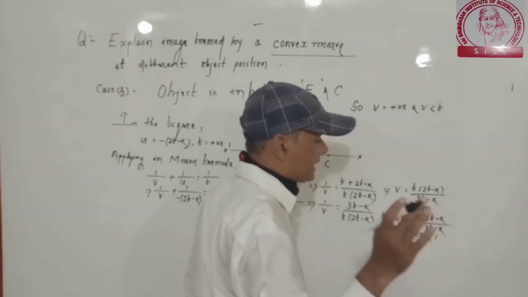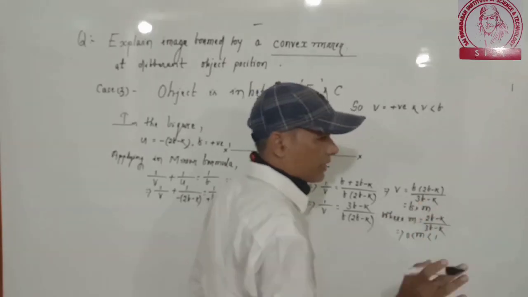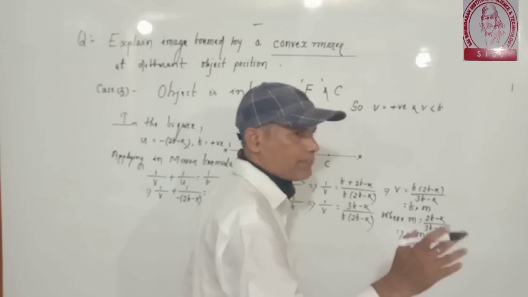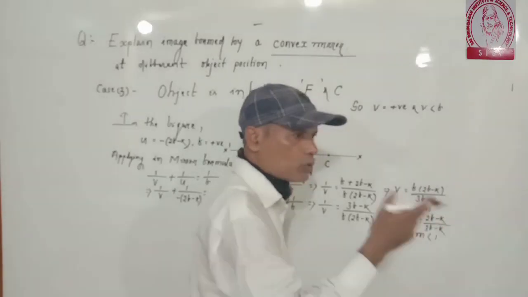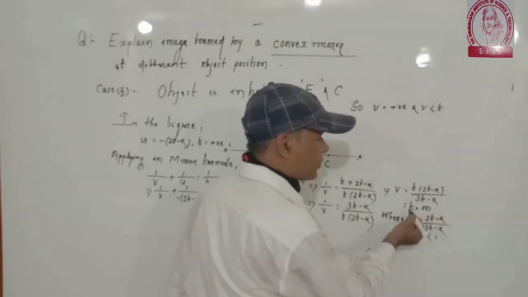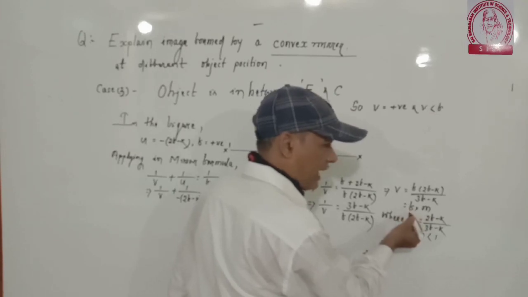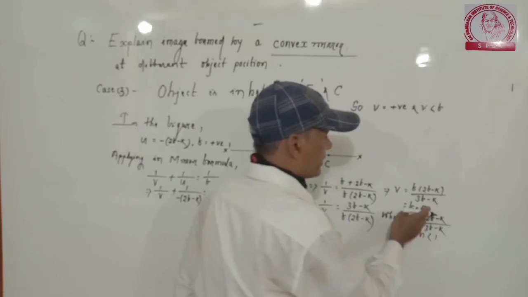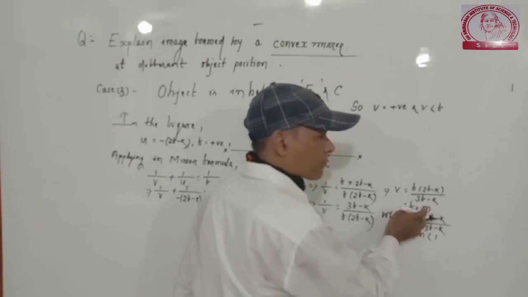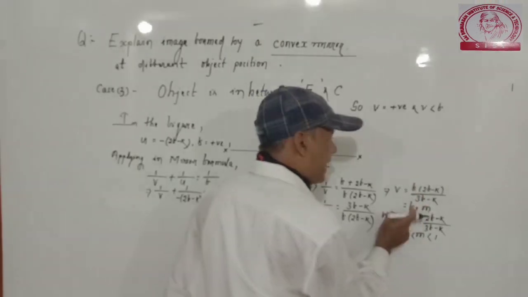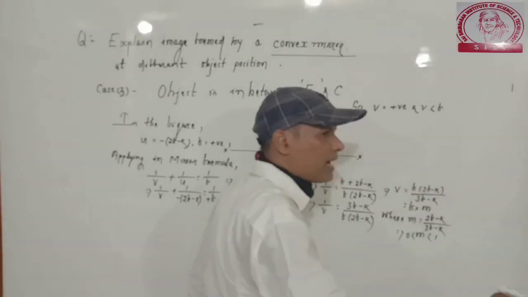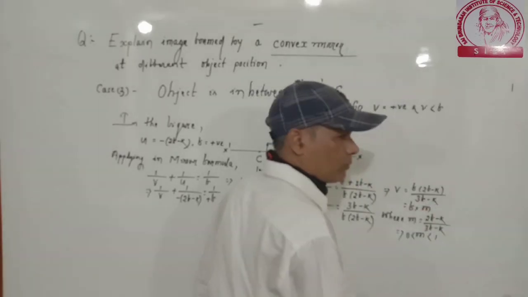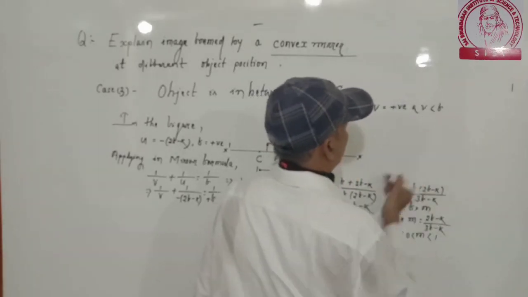Let's say it is 2 by 3. That means 2 parts out of 3 parts. 2 by 3 into F means you divide the focal length into 3 parts and take just 2 parts of it. If M is equal to 5 by 7, then you divide the focal length into 7 equal parts and take 5 parts of it. So it will ultimately be less than F. V is less than F.